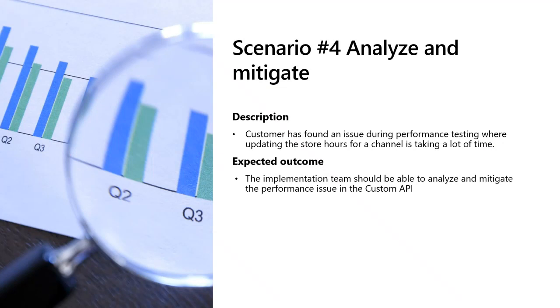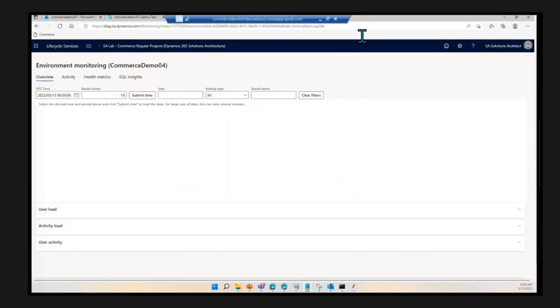In this scenario, the customer has reported an issue during performance testing where updating the store hours for a channel is taking a lot of time. The implementation team should analyze the reported issue and provide a mitigation. We will analyze and mitigate an issue raised by the customer during performance testing.